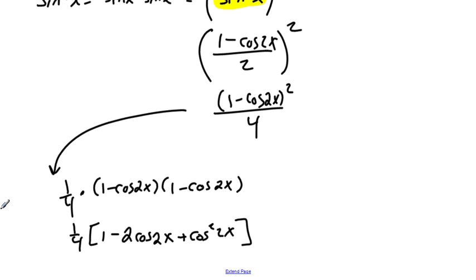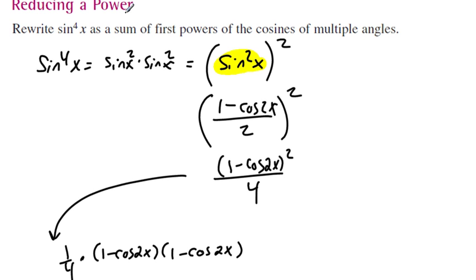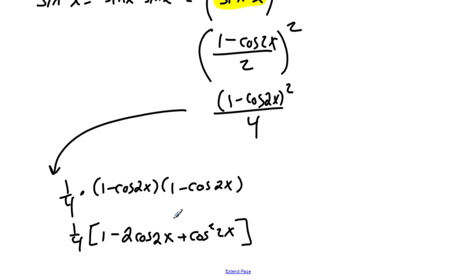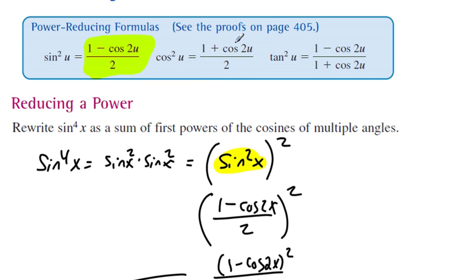Now, if you think, oh, okay, we're done. Well, if you come back up here, what we're supposed to find has to be a sum of first powers. Okay, well, first of all, we have sums. Okay, that's fine. But we don't have first power. We still have a power of 2. So we need to replace cosine squared of 2x. And we're going to use this formula over here.